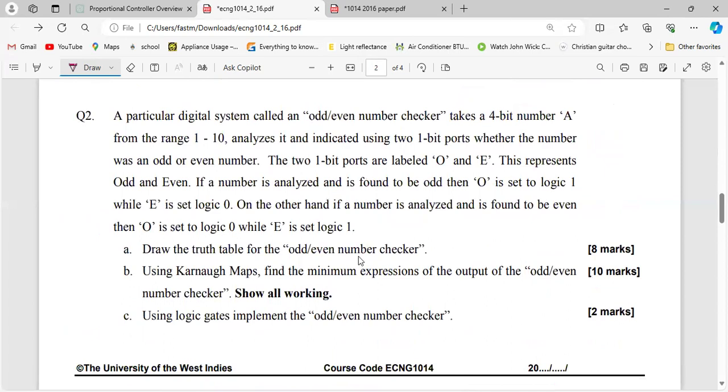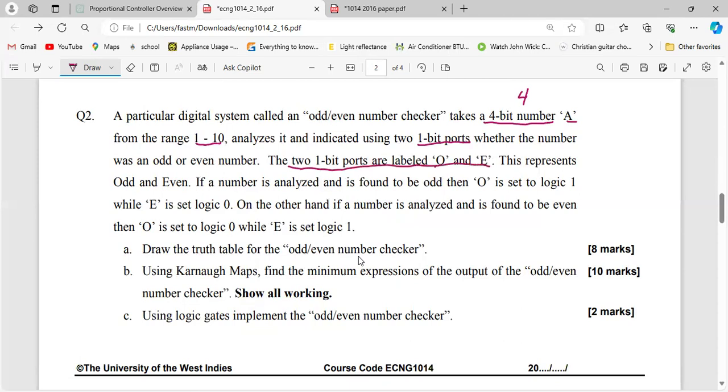Never get flustered. A particular digital system called an odd-even number checker takes a 4-bit number, so we need to keep this in mind, from 1 to 10, which is really very important. It analyzes it and indicates, using a 1-bit port, whether the number was odd or even. The two 1-bit ports are O and E, odd and even.